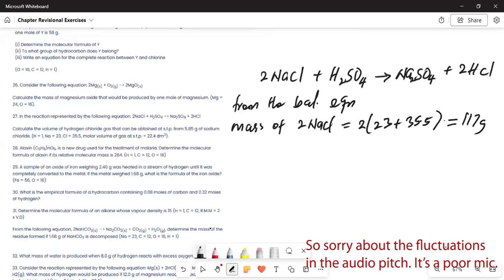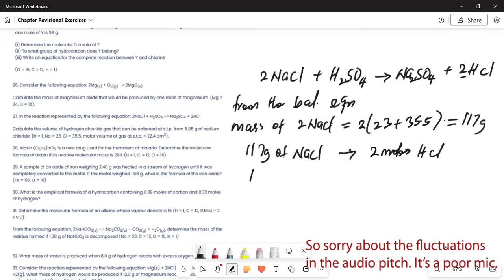Now the question borders on, where is the question? It says calculate the volume of hydrogen chloride gas. So I won't calculate this because the question is on this. So 117 gram of sodium chloride gives 2 moles of hydrogen chloride gas. And the question borders on volume. So 117 gram in the balanced equation gives us 2 moles of HCl according to the equation there. That is 2 moles of HCl.